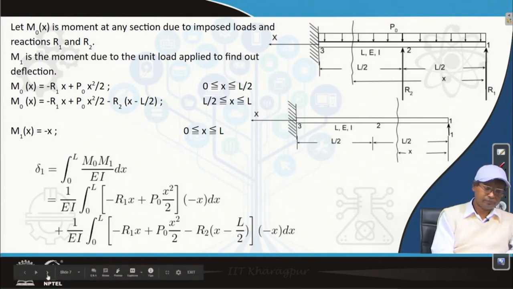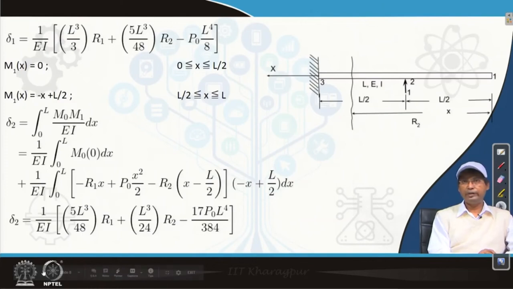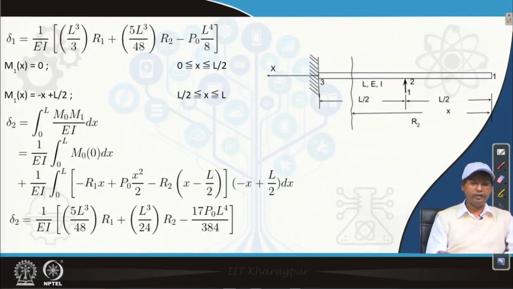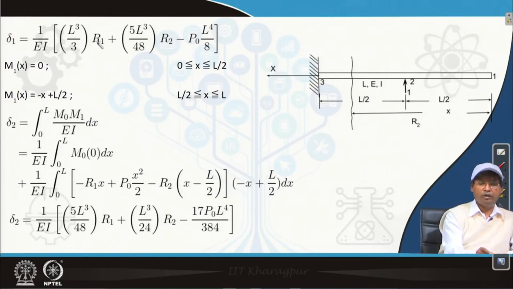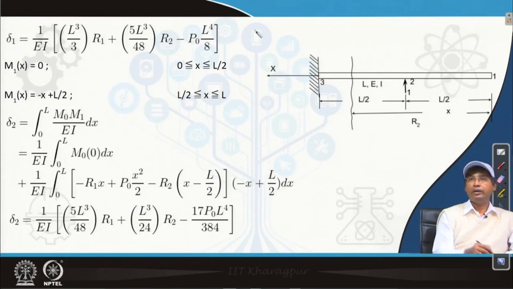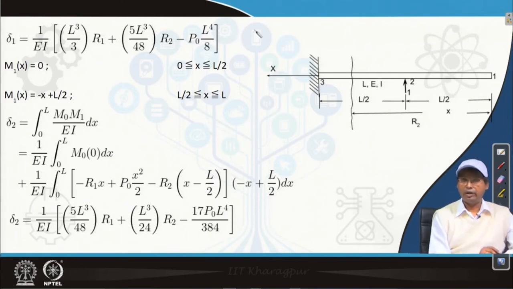So, if we carry out the integration, we get the first equation involving R1 and R2. Delta 1 equals 0, we can put here or later in this process, this equation is equated to 0 later. We need to have one more equation.